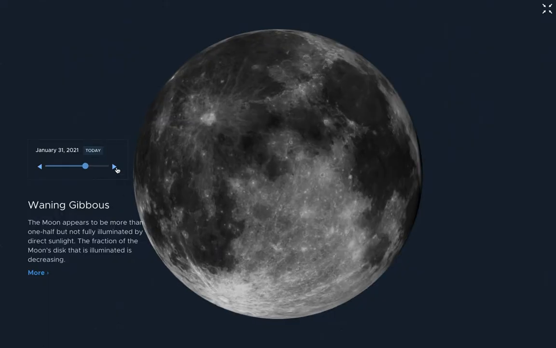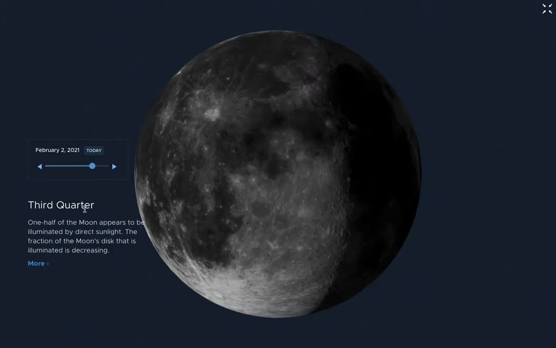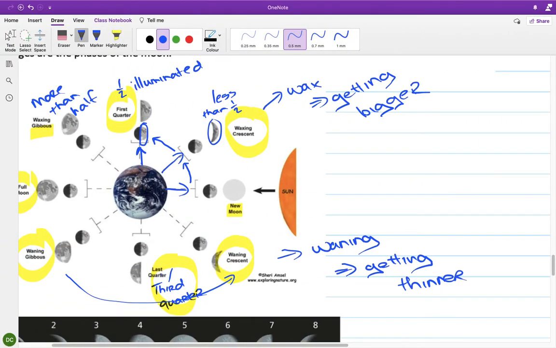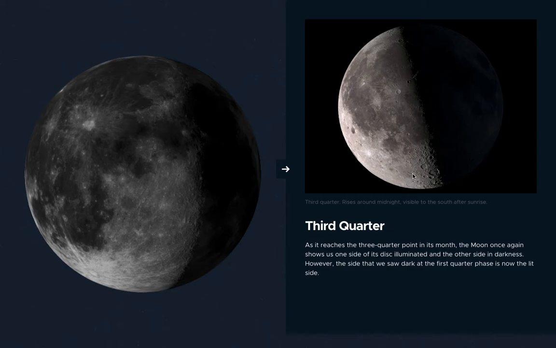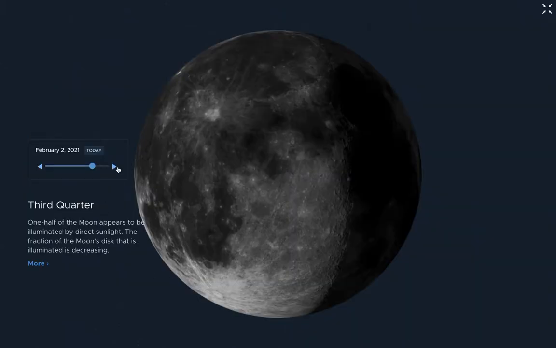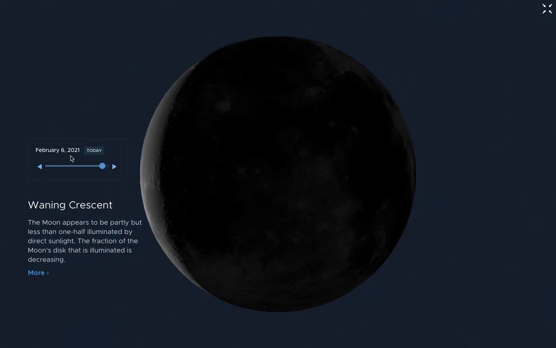So moving through the 31st, the 1st of February, and now we're into the third quarter, or the last quarter. You're back to the moon being half illuminated. So half of the moon is illuminated. But this time it's going to be getting thinner. So 4th of February, 5th of February, and then by the 6th, you're back to that thin crescent shape. But this time it's getting thinner and thinner and thinner.